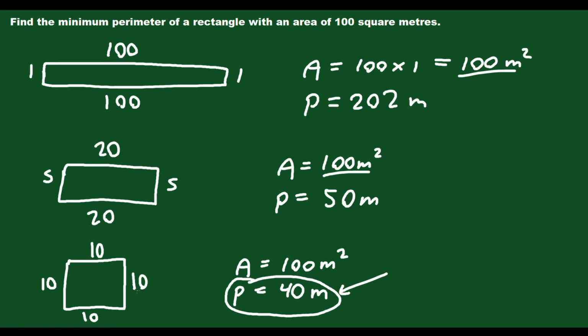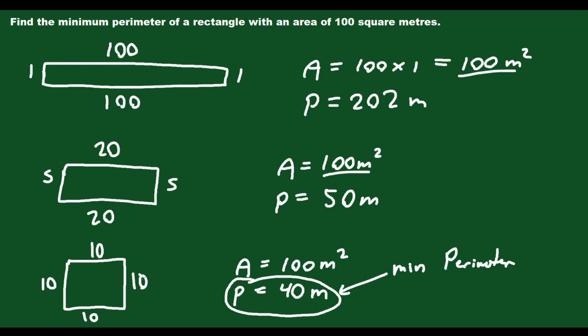Once again, just like the last question. So this is your minimum perimeter. So the minimum perimeter of a rectangle for a particular area occurs when you have a square. So really you can think of it this way. When you have a square, that gives you the biggest area possible for the smallest perimeter possible.